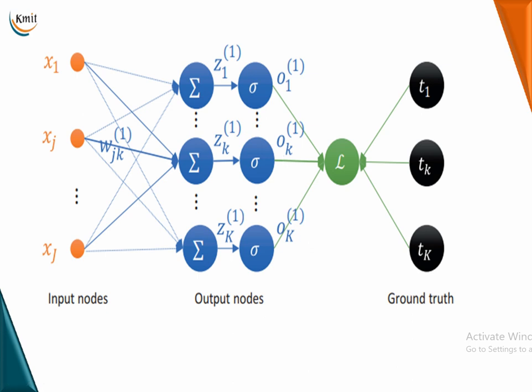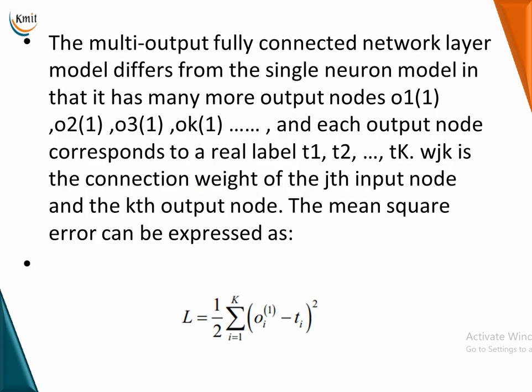I really hope this figure is clear to you. Now I am moving on with the derivation. Now this multi-output fully connected layer, suppose you have multiple layers. In that case, it will differ from this single neuron model. It will have more than one output node. So O1 of 1, O2 of 1, O3 of 1, as you are seeing, because you have more than one neuron node present, and they are interchangeable to me.